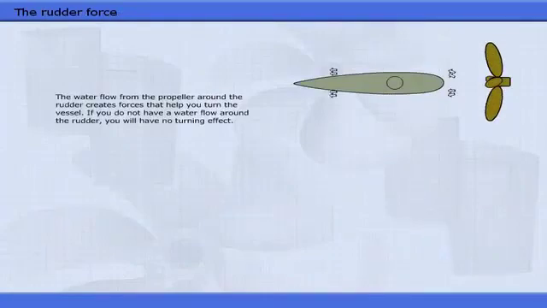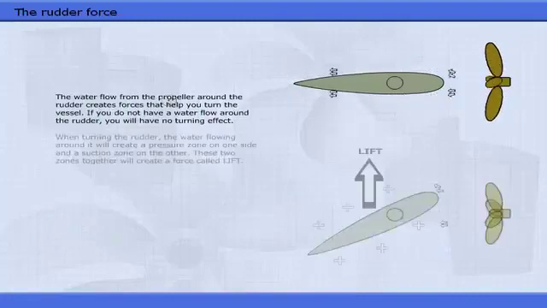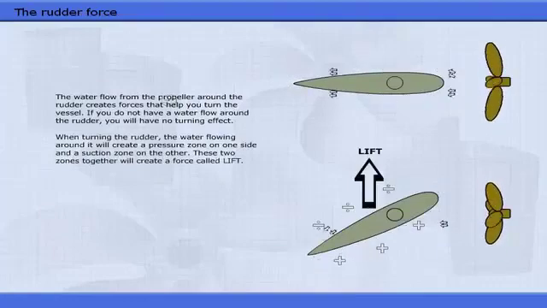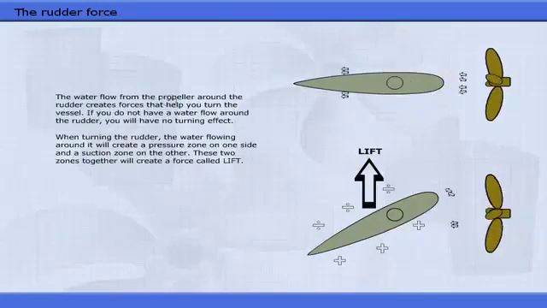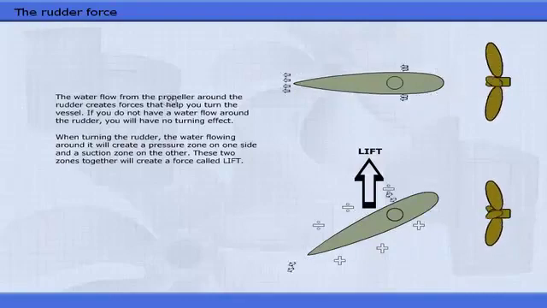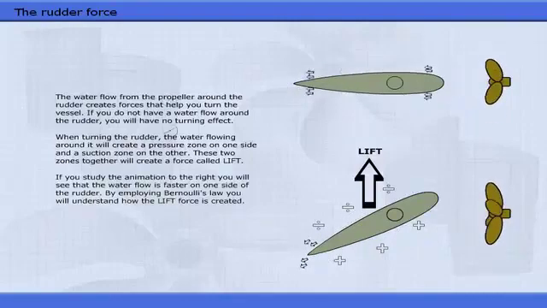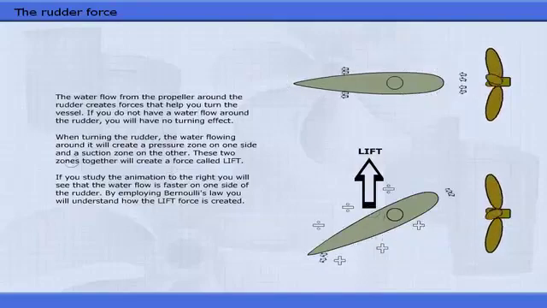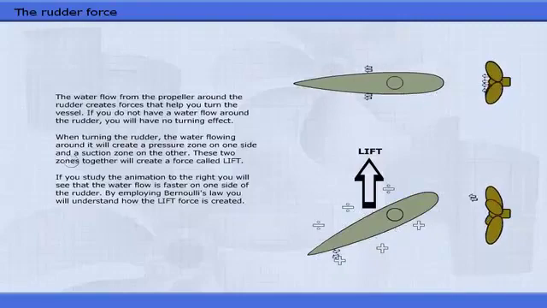The water flow from the propeller around the rudder creates forces that help you turn the vessel. If you do not have a water flow around the rudder, you will have no turning effect. When turning the rudder, the water flowing around it will create a pressure zone on one side and a suction zone on the other. These two zones together will create a force called lift. If you study the animation to the right, you will see that the water flow is faster on one side of the rudder. By employing Bernoulli's law, you will understand how the lift force is created.